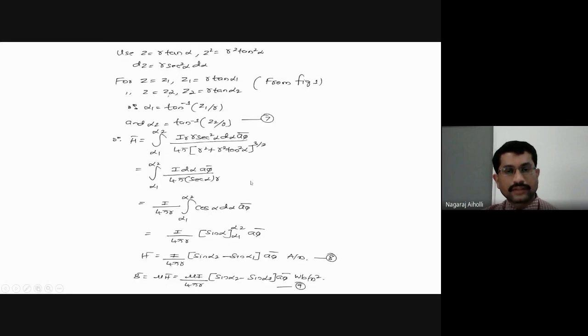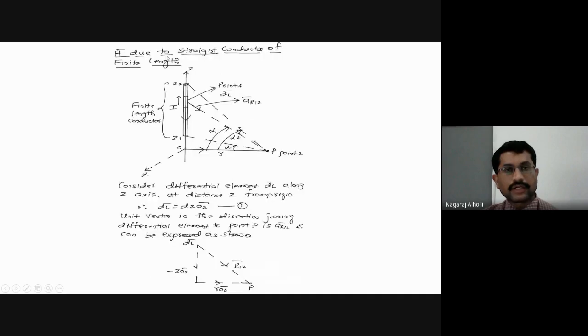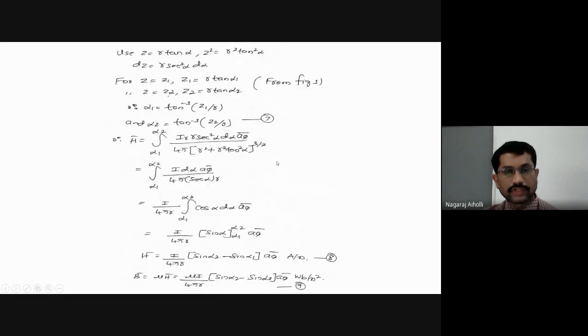In the last class, the equation that we derived, that is for H bar due to a straight conductor of finite length, the length is finite. For such a finite length straight conductor, what is the magnetic field intensity H bar at the point P? We found the equation for that, and that is H bar is equal to I divided by 4 pi r, sine alpha 2 minus sine alpha 1, A phi bar ampere per meter.